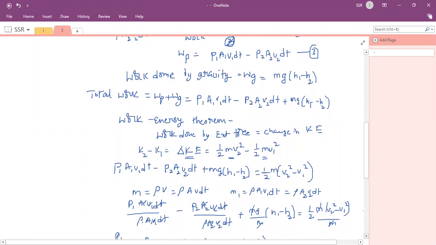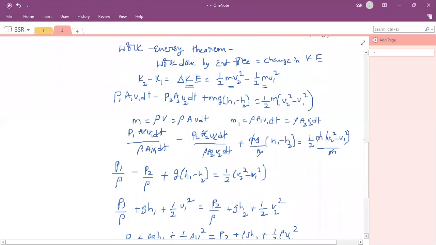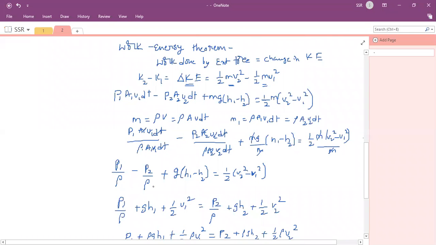Then we equate with the work-energy theorem. Work done by force should be equal to the change in kinetic energy. That is P1 A1 V1 dt minus P2 A2 V2 dt plus mg (H1 minus H2) is equal to half m (V2 square minus V1 square). Then we divide by the mass on both sides. We know the mass m is rho A1 V1 dt or rho A2 V2 dt, so we can divide m on the left and right side. Finally you will get P1 by rho minus P2 by rho plus g (H1 minus H2) is equal to half (V2 square minus V1 square).